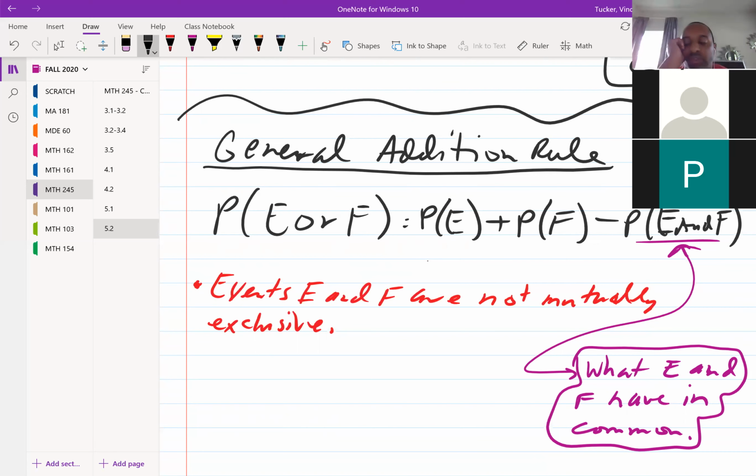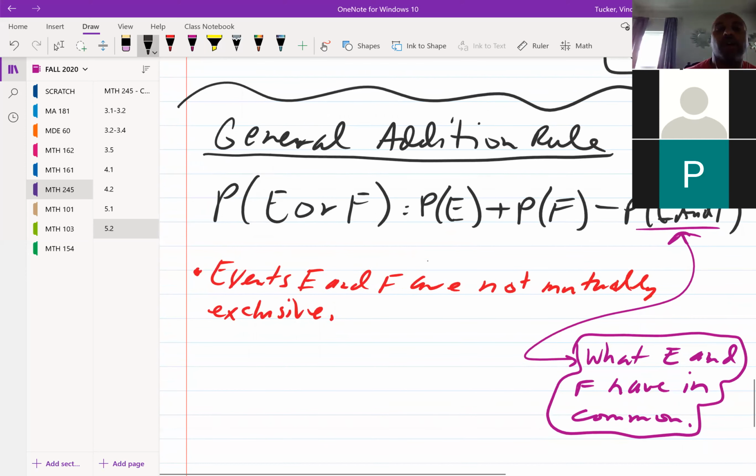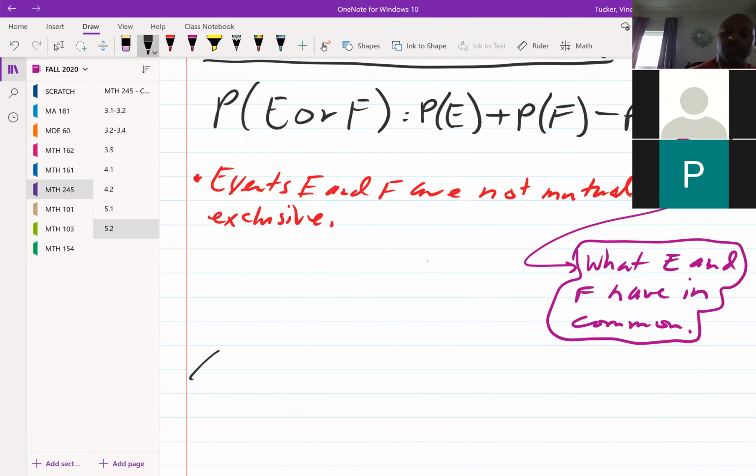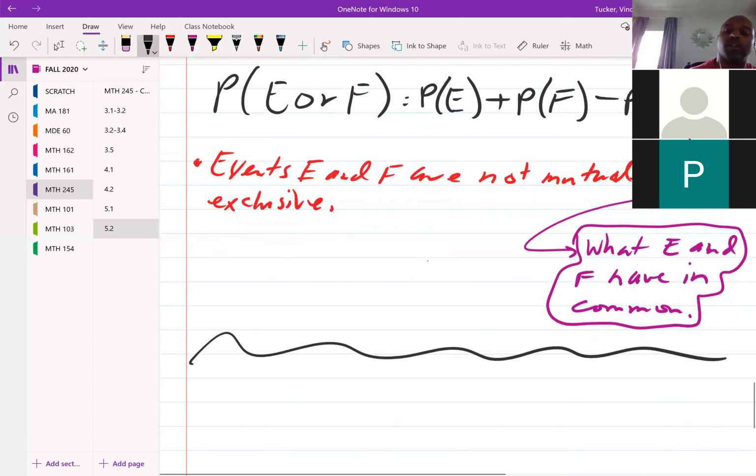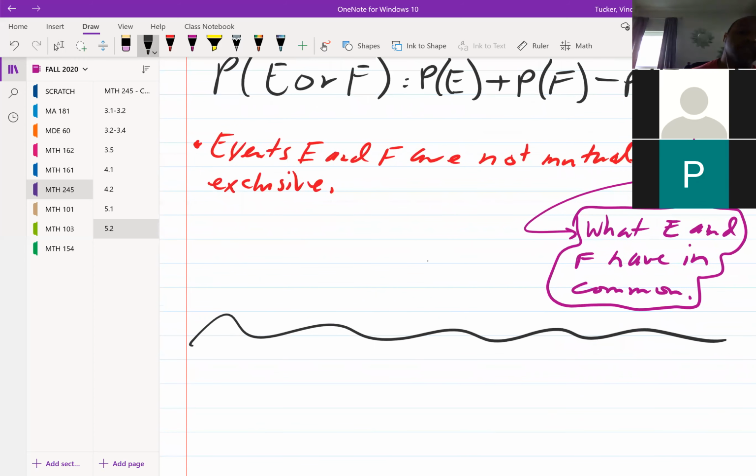This piece that we're subtracting, E and F, represents what E and F have in common. So if we did have mutually exclusive events, what they had in common would be 0, and that's why the addition rule for mutually exclusive events is just the probability of E plus the probability of F. So like I said, if they do have something in common, we have to subtract that. And so I will show you why that occurs. Single die, let's go back to dice.